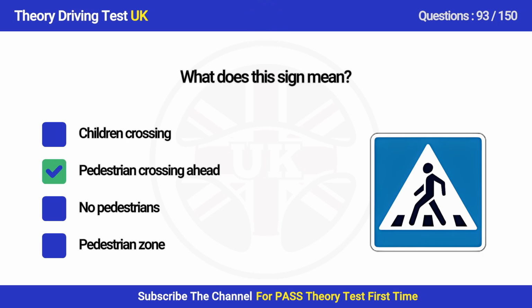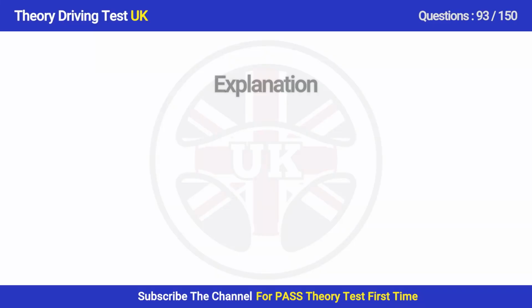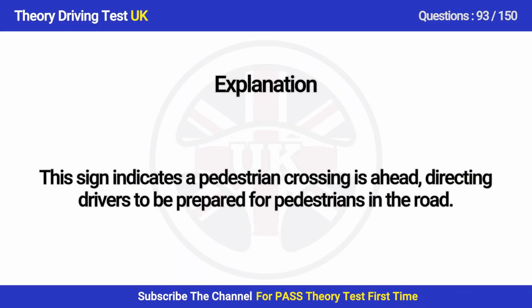Answer is B, pedestrian crossing ahead. This sign indicates a pedestrian crossing is ahead, directing drivers to be prepared for pedestrians in the road.